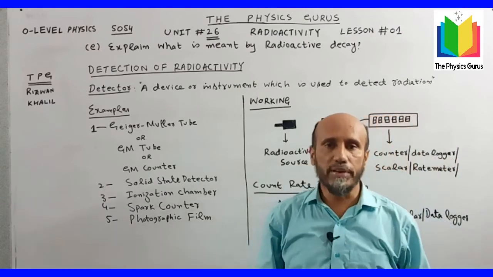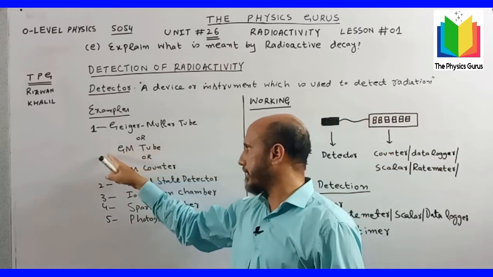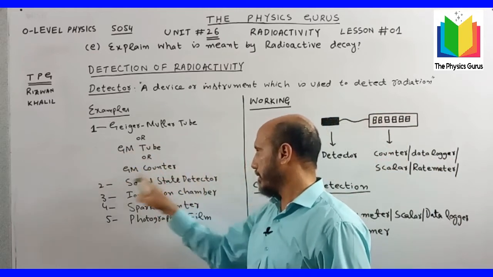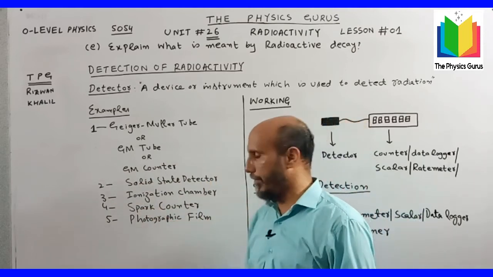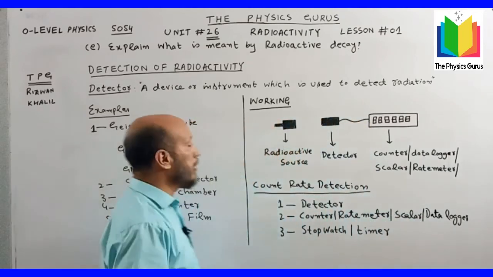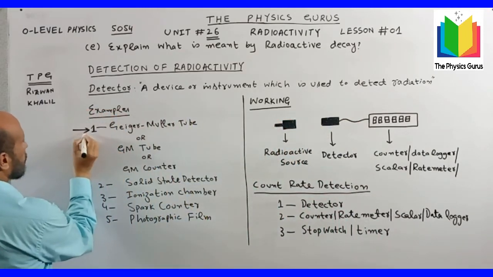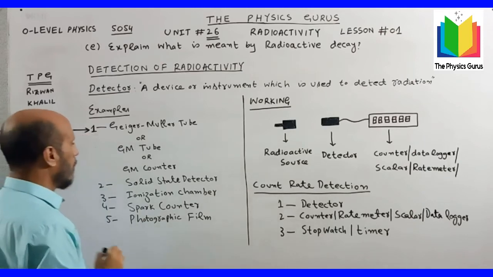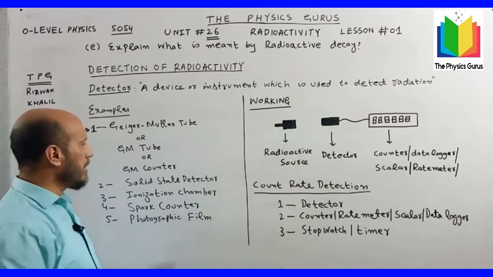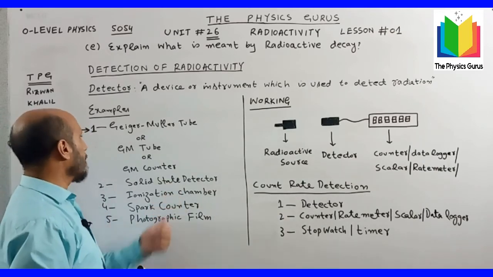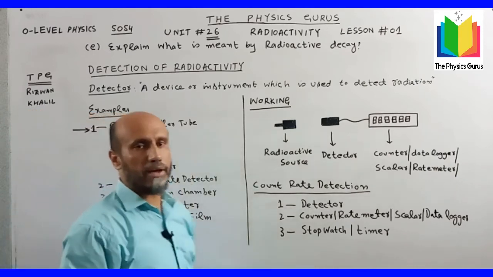There are different types of detectors: the Geiger-Müller tube, represented by GM tube or GM counter, solid state detector, ionization chamber, spark counter, photographic film. The most commonly used detector is the GM tube or GM counter or Geiger-Müller tube. Other detectors may be used as well, but this is the most commonly used detector to detect the radiation.